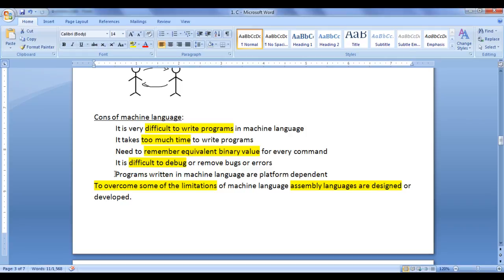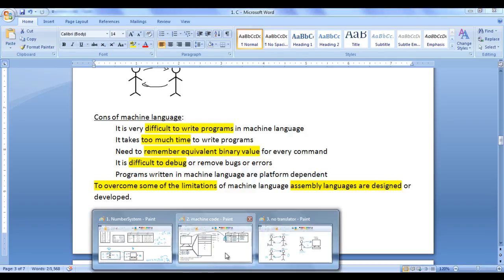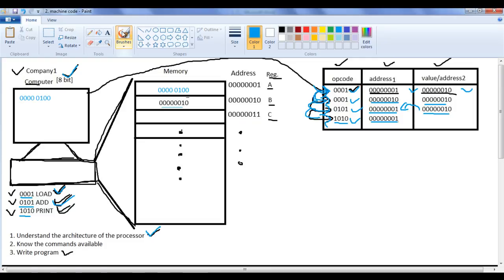Another disadvantage or limitation is programs written in a machine language are platform dependent. What is the meaning of platform? Platform means the combination of hardware and software that we have. For example, if I have written a code or a program for some machine which is an 8-bit machine, and maybe the processor is the 8085 processor, I have written some program for this machine, for this platform. Okay, if it has an 8-bit OS, you can say.